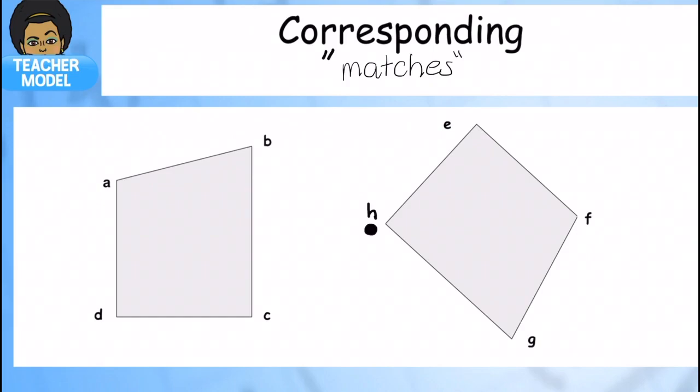Hit pause for a second and try to think which sides would match each other. I'm going to tell you that these two trapezoids are exactly the same. They are congruent. So try to figure out which sides match.